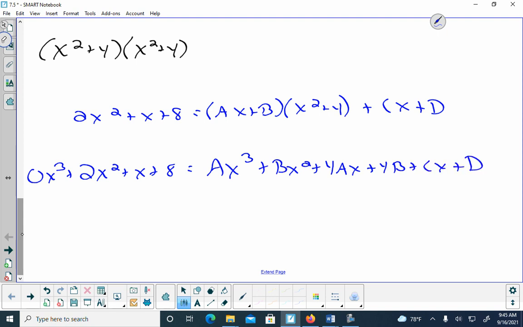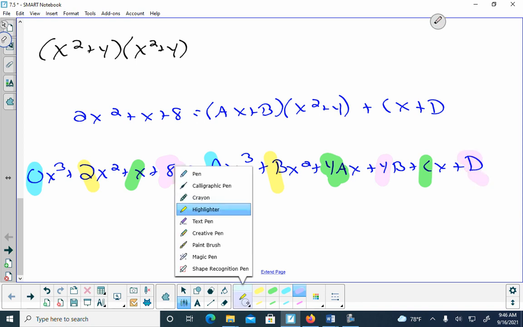I'm going to highlight all at once. 0 for x cubed. 2x squared, no other x squareds. X, which is 1: 4a plus c. And then finally my constant. If we use a highlighter on the test, can we get like a half a bonus point? No, because you'll get them all right. You won't need the bonus point.